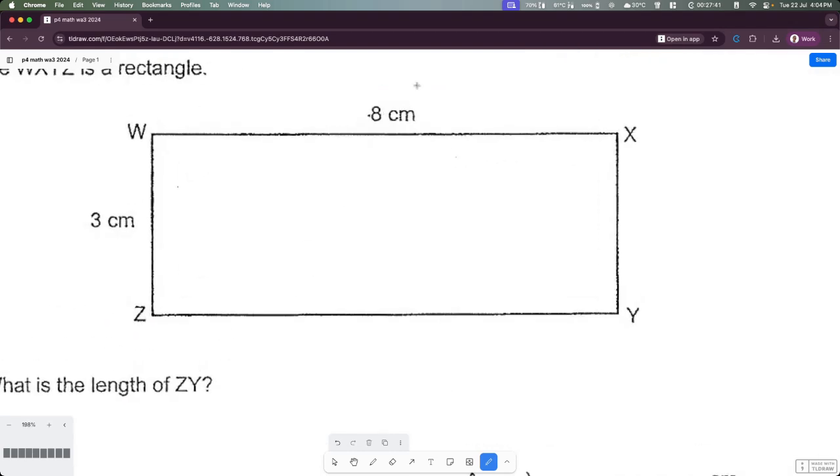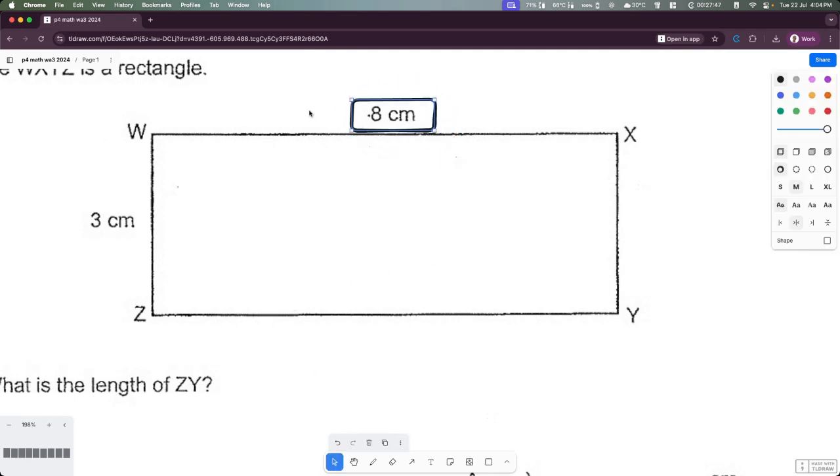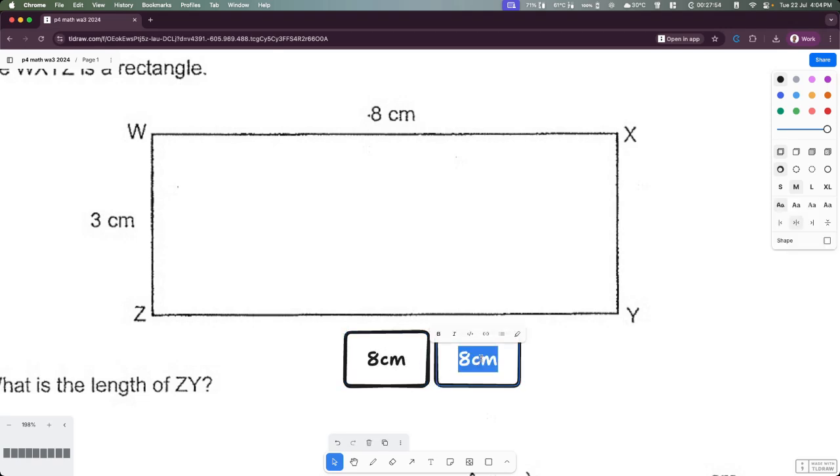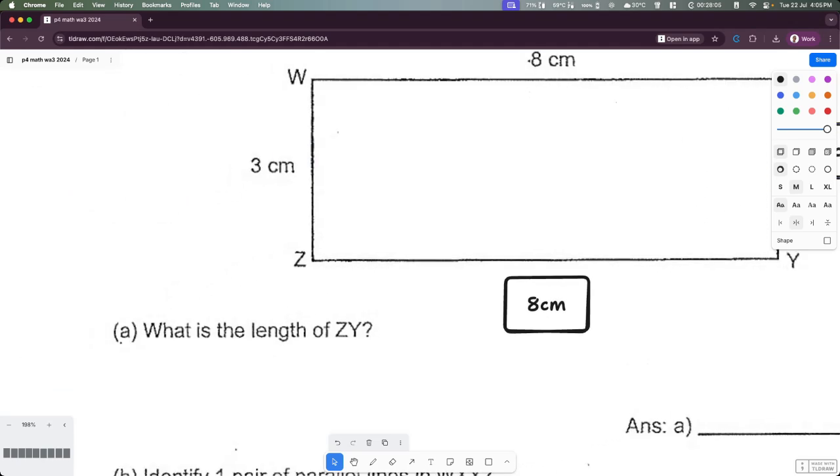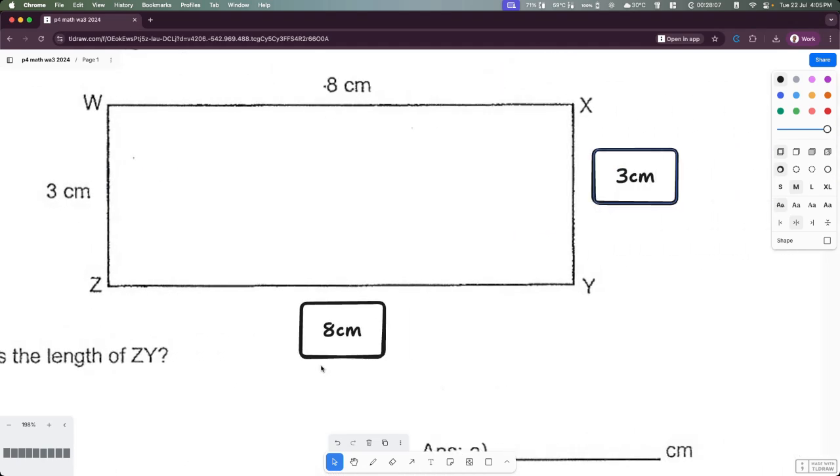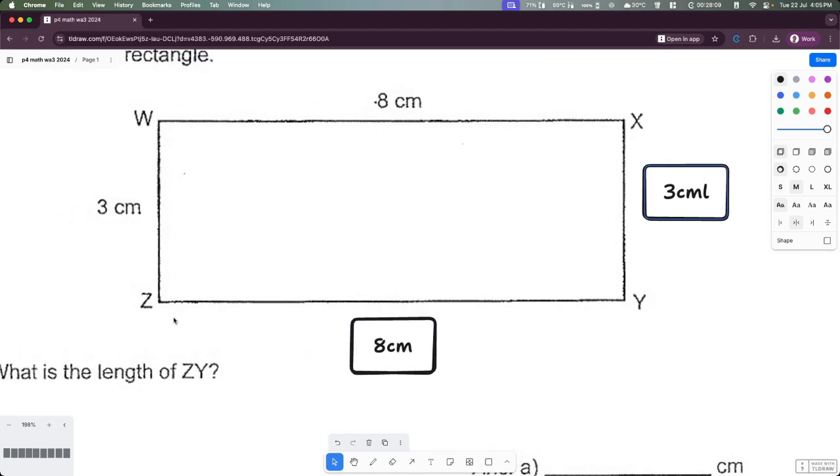So the property of a rectangle is basically that the opposite sides are the same. In this case, if 8 cm is in WX, that means YZ is also 8 cm. So if WZ over here is 3 cm, that means XY over here is also 3 cm. Okay, so what is the length of ZY? So ZY is this part, right?